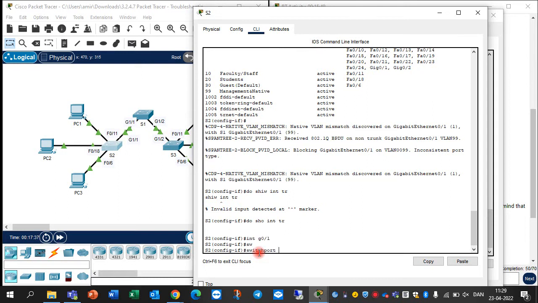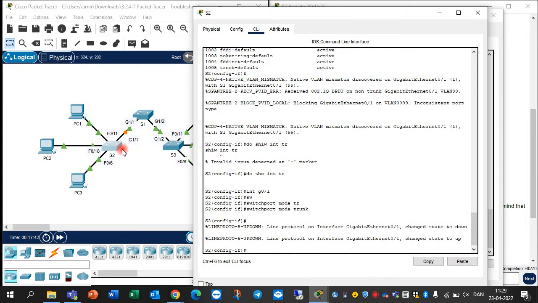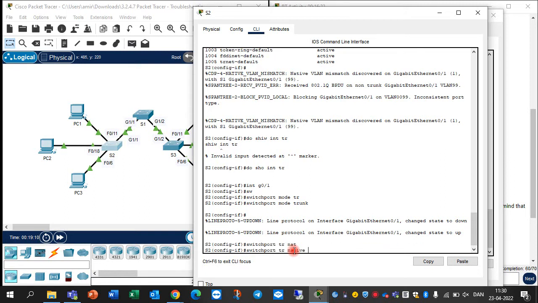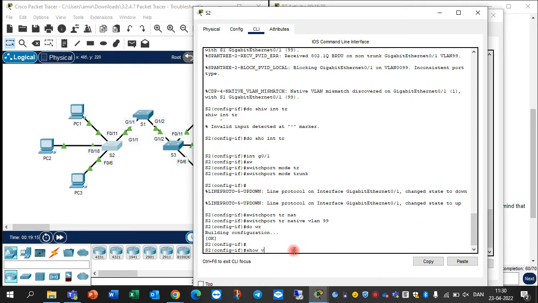Switch port mode trunk, okay, and it will be down and it will be up again, and fast forward it, it will be green because G01 in switch 2 should cross a lot of VLAN here. It is correct right now. And also native. All of the interfaces that have a trunk should also have native VLAN. This is important. Yes, switch port trunk native VLAN 99 and do WR and write again.